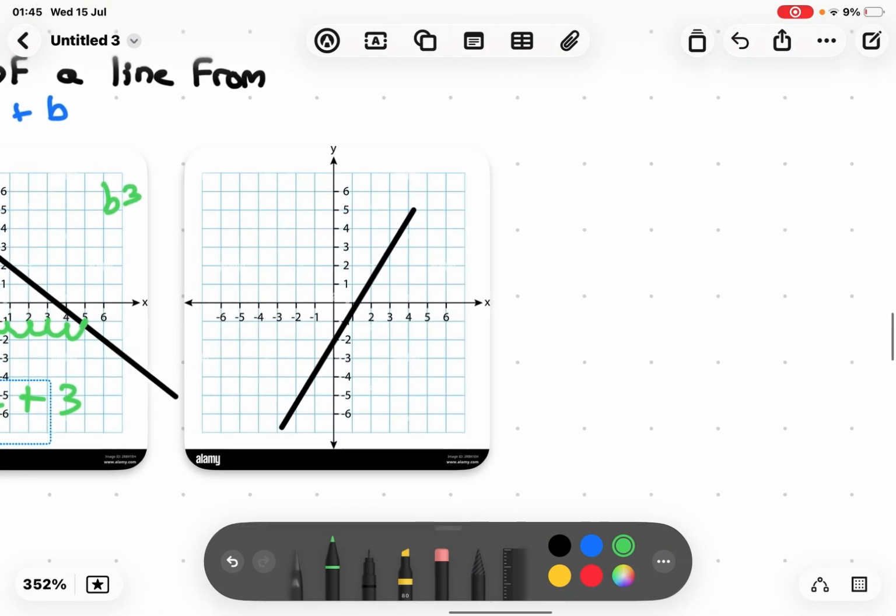Now this one. So the y-intercept is 2 minus 2. So let's go 1, 2, 3. 1, 2, 3, 4, 5 over 3.